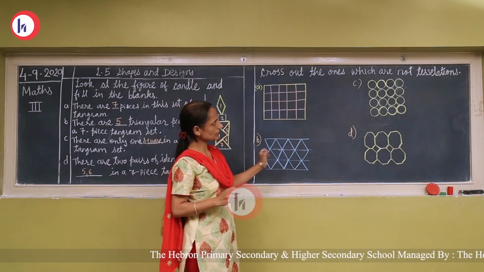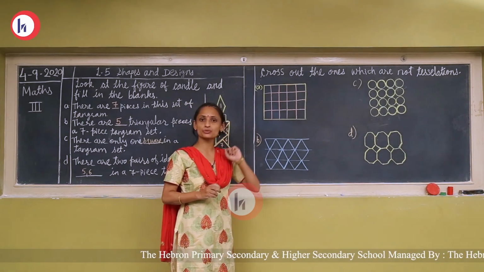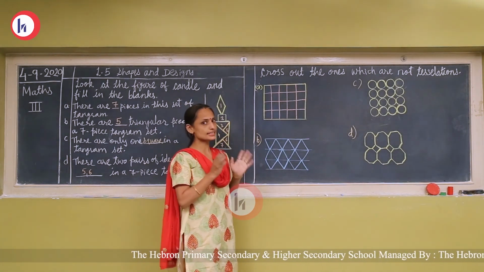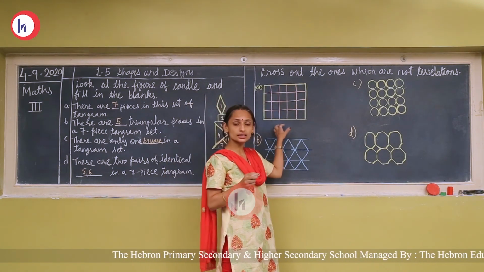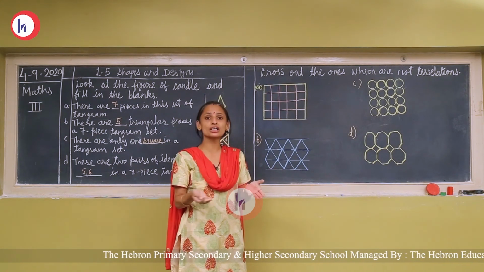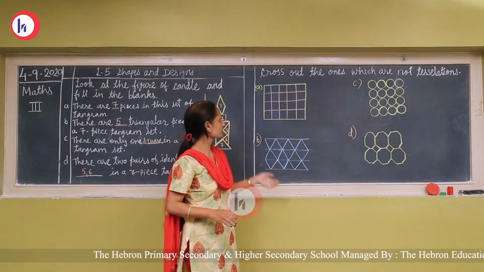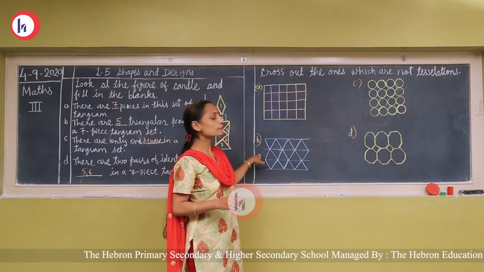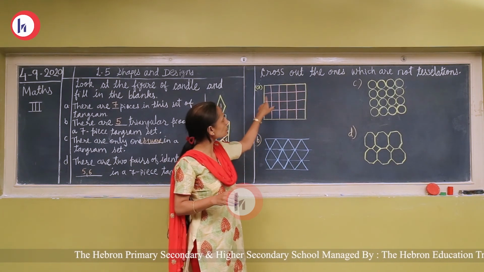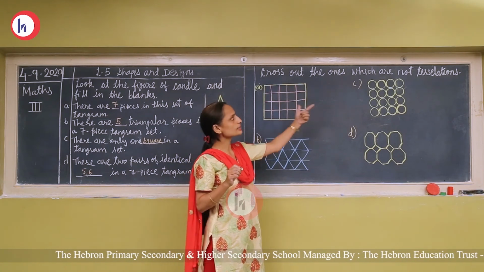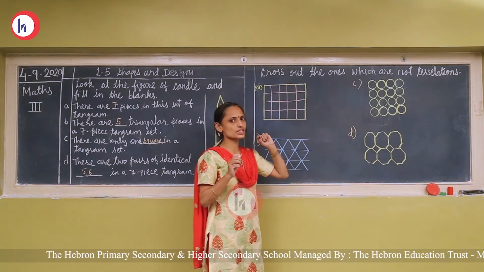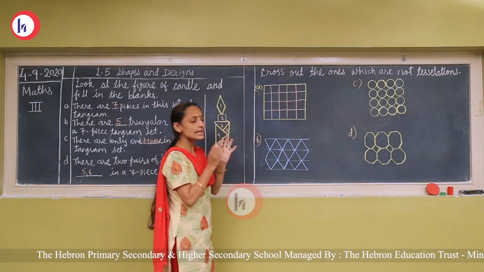Now our next topic is tessellation. Now you all know what tessellation is. Tessellation is a pattern which is connected with each other without gap and without overlapping. See here, I have drawn 4 pictures and here we have to cross out. Cross out means we will put a cross on those which are not tessellation, which have gaps.